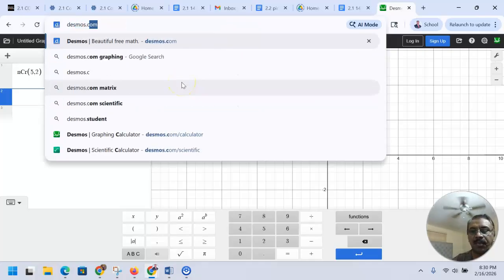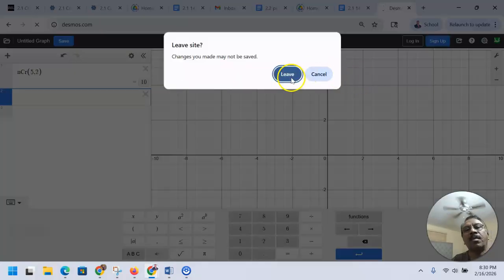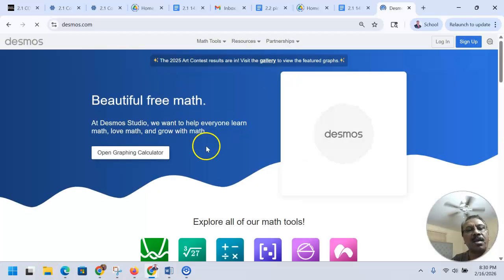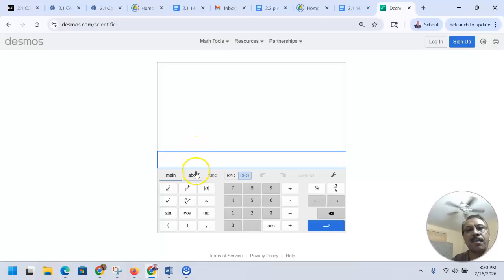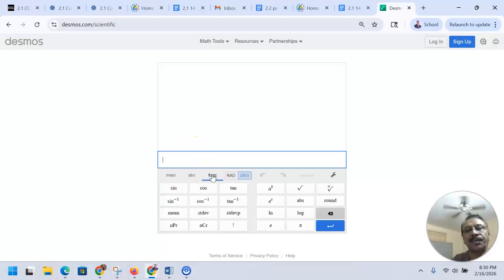Again, I want to show desmos.com. I'll start fresh and you go down. There is a scientific, click here. Then click on the function. In the function, you can see there's an nPr right here. So click this nPr, put a 9, comma, 3, and you get 504. See, so simple. So that's how you're going to do it.